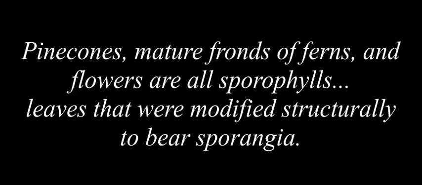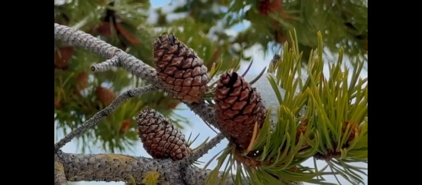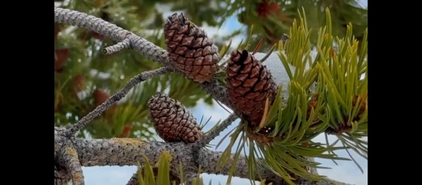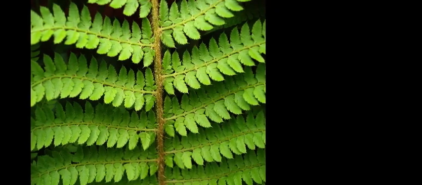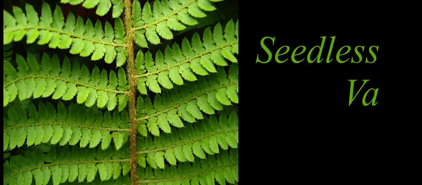Pine cones, mature fronds of ferns, and flowers are all sporophylls, leaves that were modified structurally to bear sporangia. Strobili are structures that contain the sporangia. They are prominent in conifers and are known commonly as cones, for example, the pine cones of pine trees. Now on to section 14.2, Seedless vascular plants.